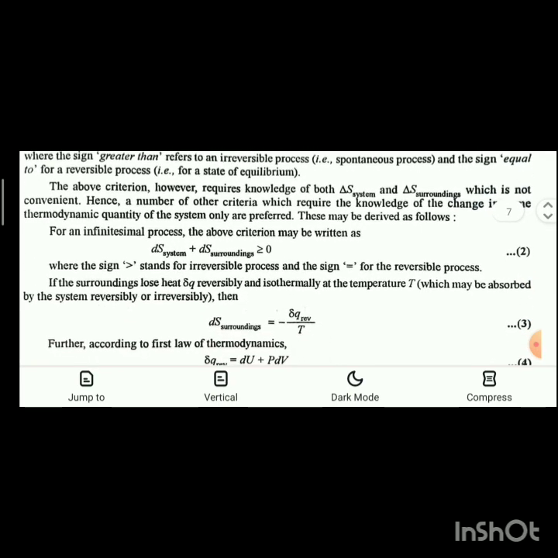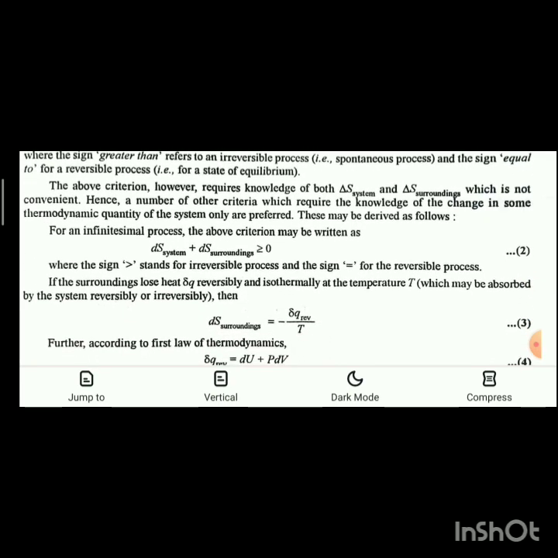The above criteria, however, require knowledge of both ΔS of system and ΔS of surroundings, which is not convenient.